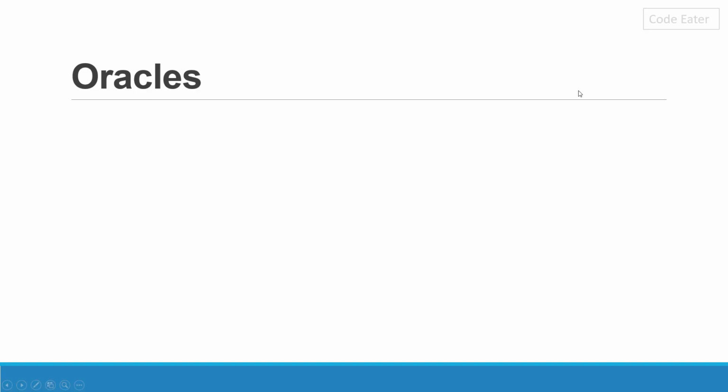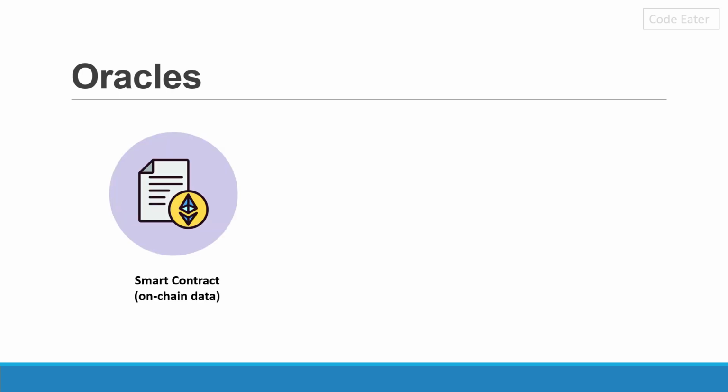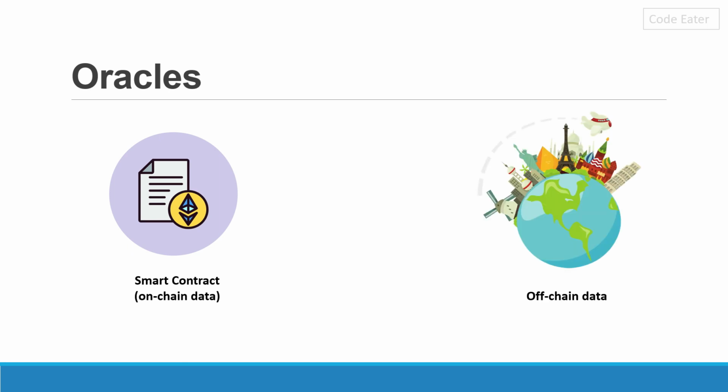So let's start with oracles. Now it's time to understand what are oracles. Now let us understand oracles with the help of an example. So let's say we have our smart contract and we have this external world.